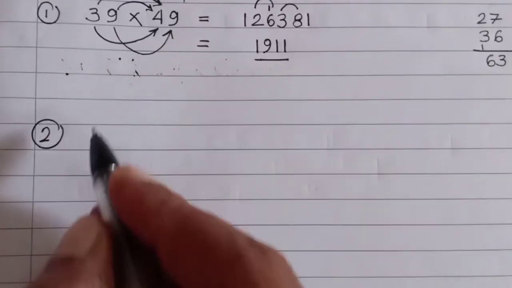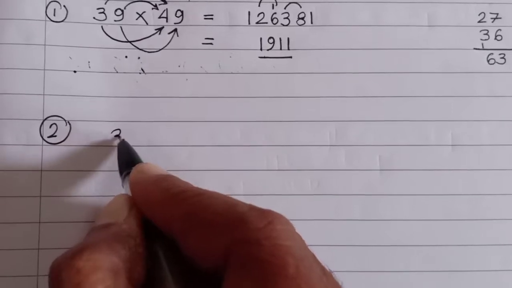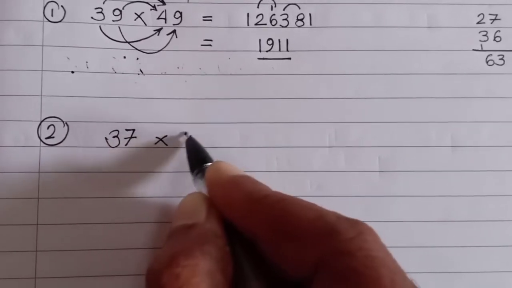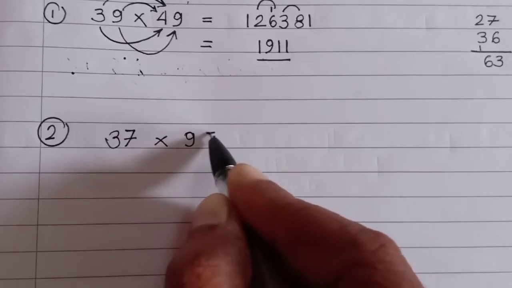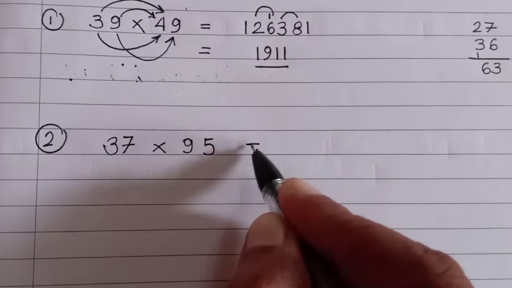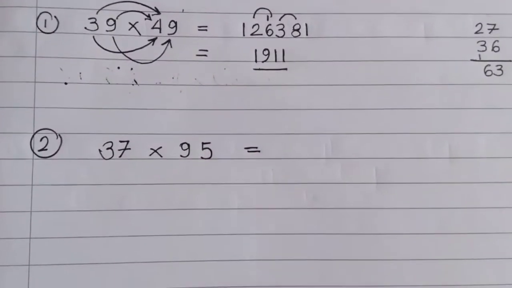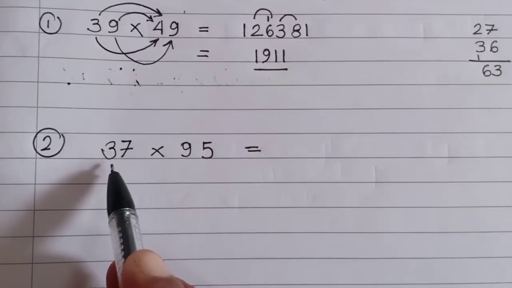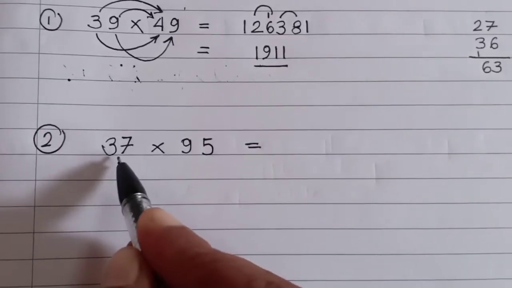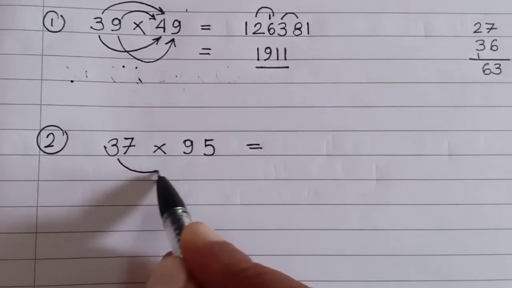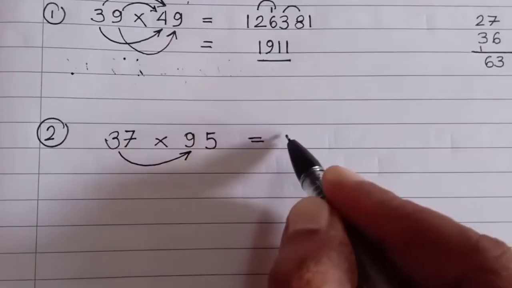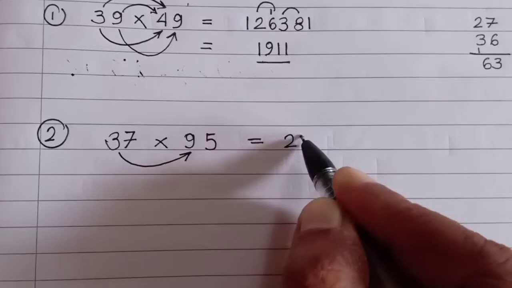Now you see the next question: 37 into 95. The same procedure you have to adopt here. See here what we have done at first: it is 3 into 9. This is our first step. It is 27.